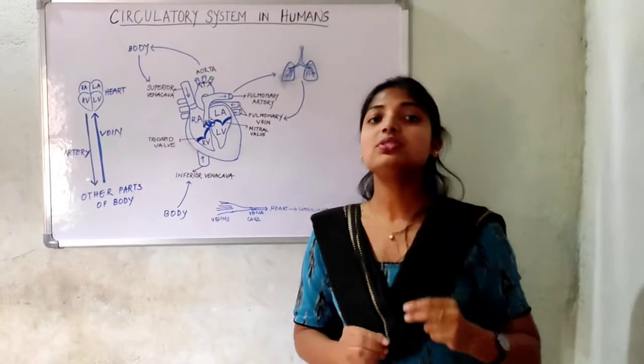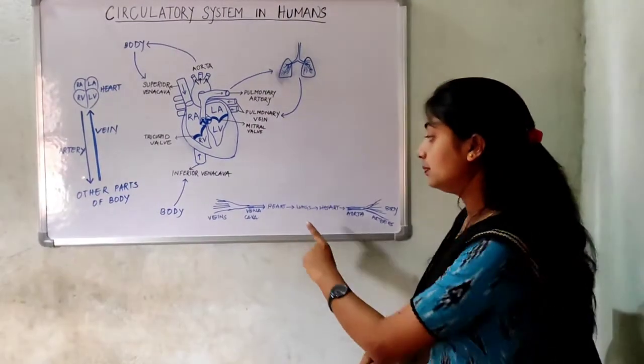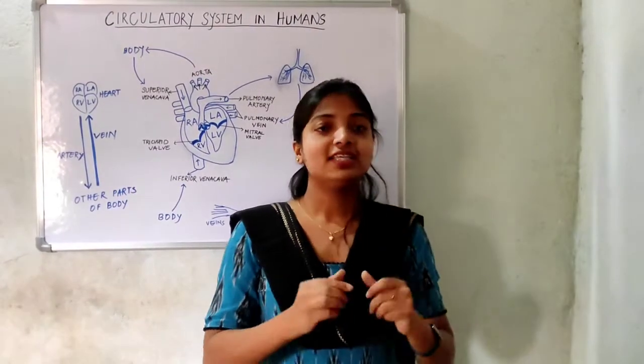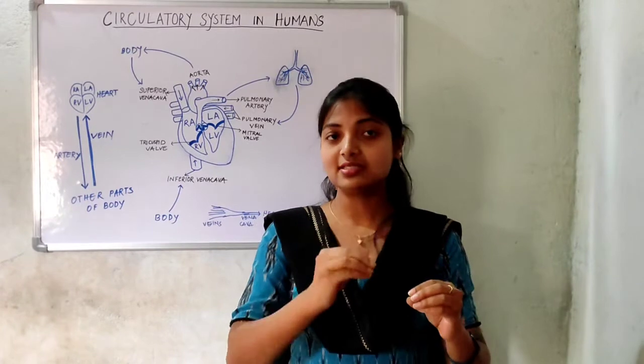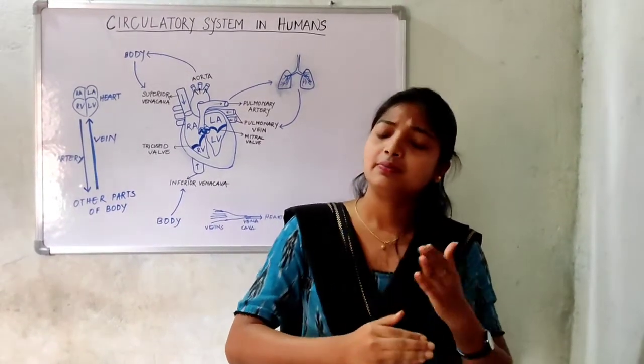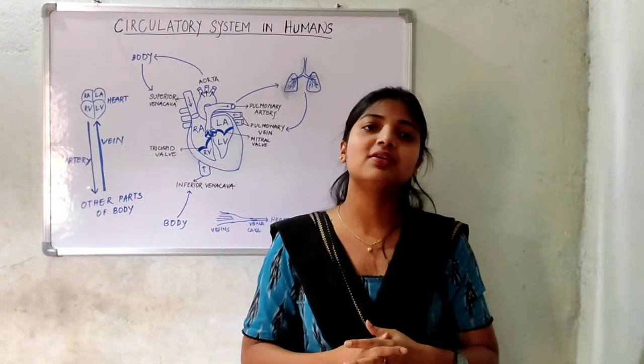There are 2 cycles forming in the heart through which blood is flowing. That is, the blood is flowing twice in the heart. So this double cycle in which the blood is moving in the heart twice, this is known as double circulation in humans.